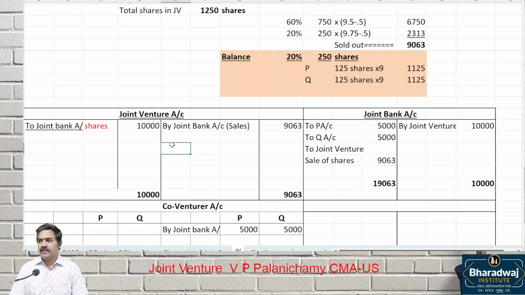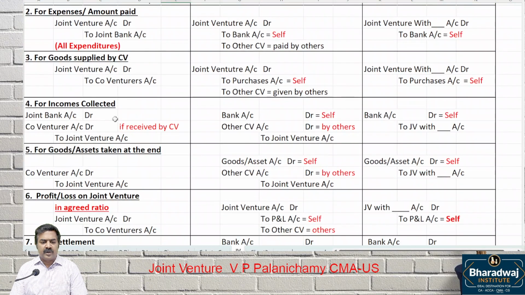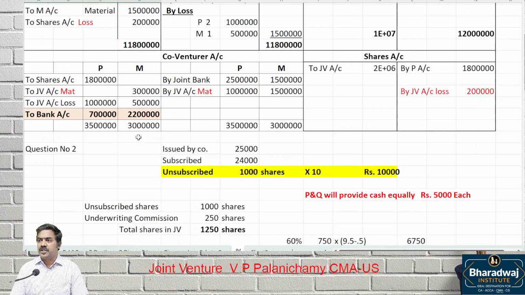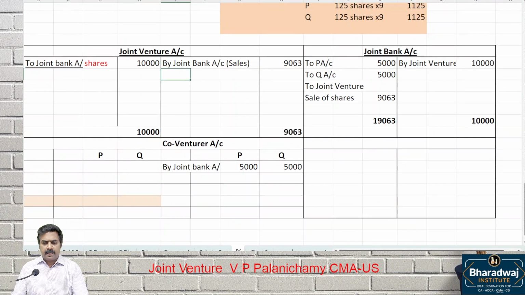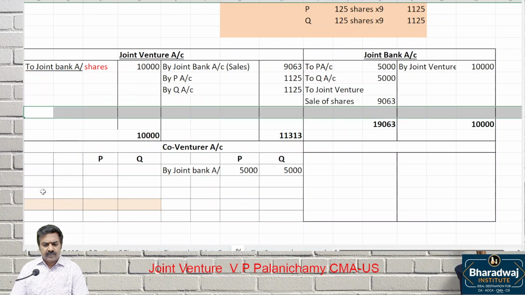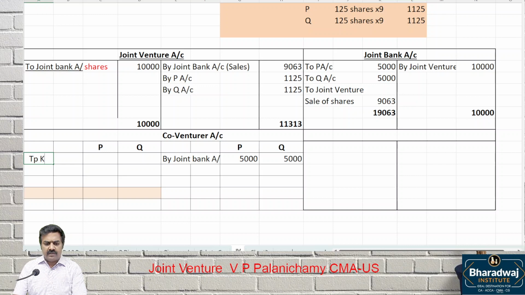How to record this? For the asset taken over, what is the entry? For goods taken over at the end, what is the entry? Co-venturers account debit to which account? Joint venture account. How will this be posted? By P account, how much did he take over? 1125. By Q account, how much did he take over? 1125. The shares are taken over. This will come as to joint venture account for the shares taken over. P 1125, Q 1125.